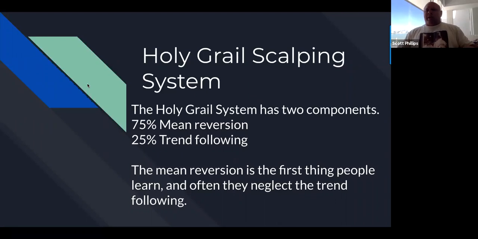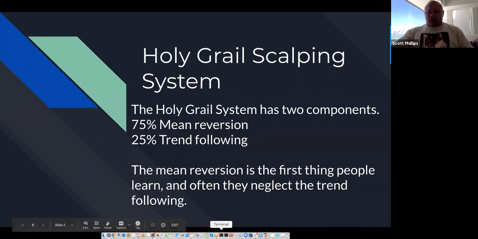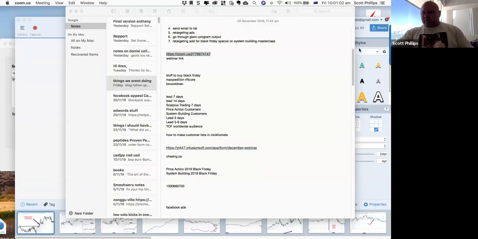So let's talk about the Holy Grail scalping system. And today I want to go into detail about the trend following aspect of the system and how we switch it on and how we switch it off, because it's by far the most difficult aspect of the trading system, and it's the one that people need the most help with. So the Holy Grail system has, let me just check the chat. Everyone, okay, so everyone's good.